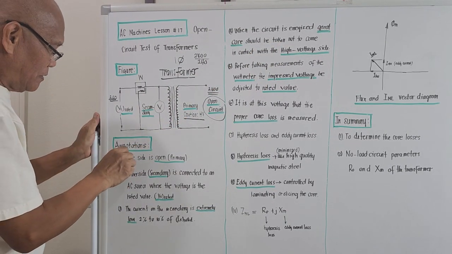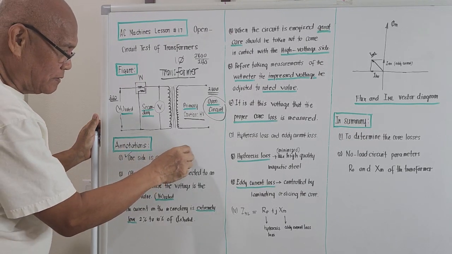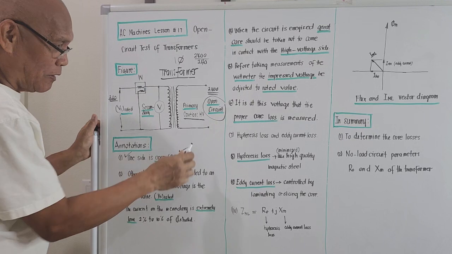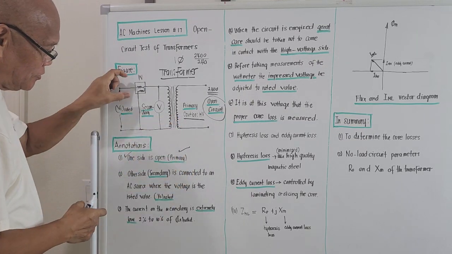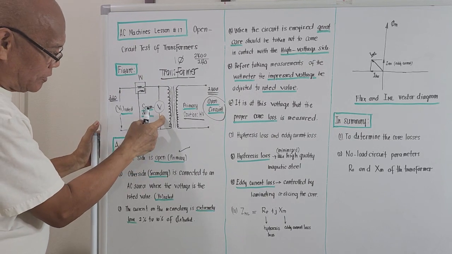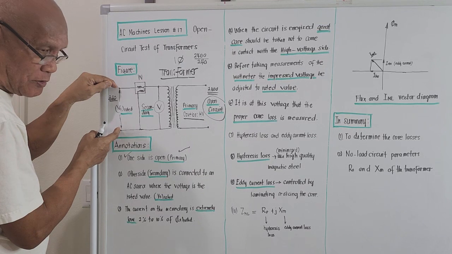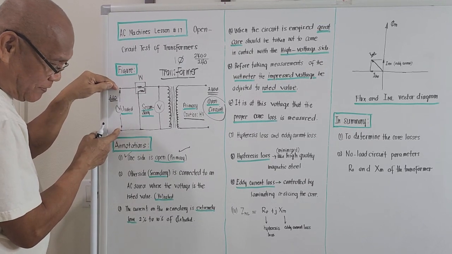Okay, let's continue. One side is open. It is the primary side. I will go back to the instruments. This is the wattmeter and this is the voltmeter. This voltmeter here will measure how much voltage is inputted on the secondary, on this terminal here.